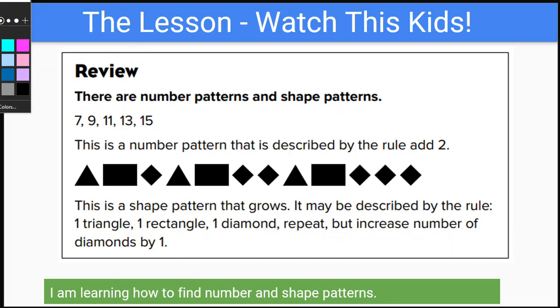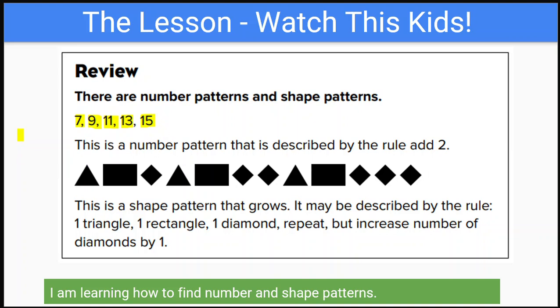Let me get rid of this thing. There we go. It says review. There are number patterns and there are shape patterns. Here's a number pattern right here: 7, and then 9, and then 11, and then 13, then 15. Can you figure out what's going to come next if we continue this pattern right here?